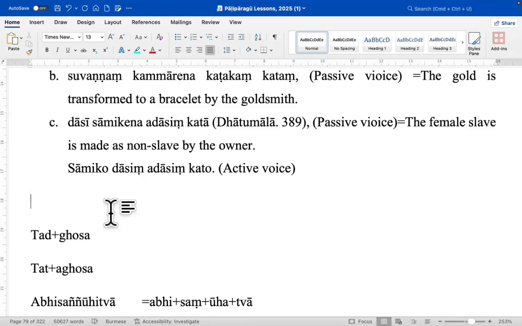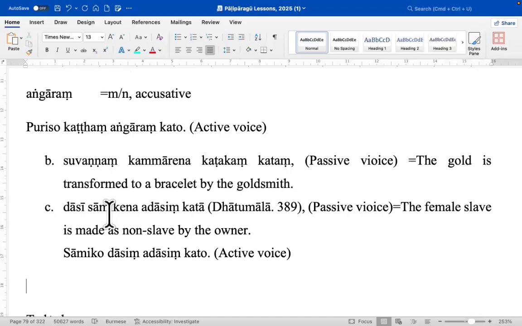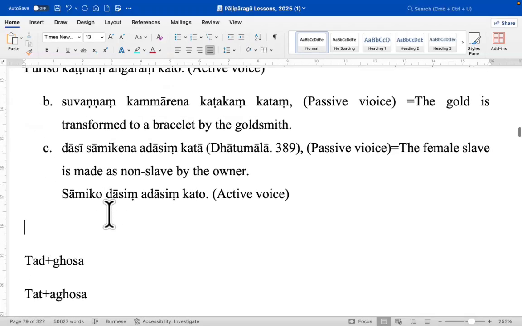You see, for example, here we have the example. Let's take the third example, right? The third example is Samiko dāsiṃ adāsiṃ kato, right? So this sentence says the owner has made the female slave a non-slave. Now let's see another sentence, where I see the action of the owner making the slave into a non-slave. Then how are you going to write that Pāli sentence?